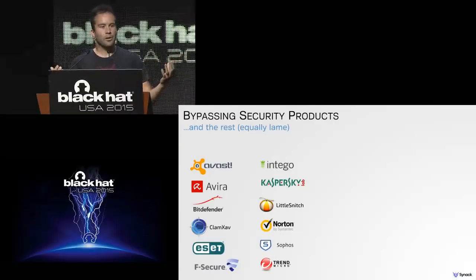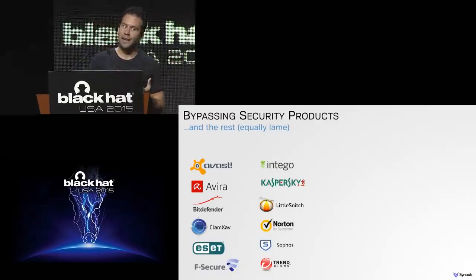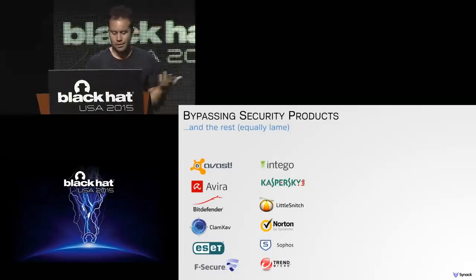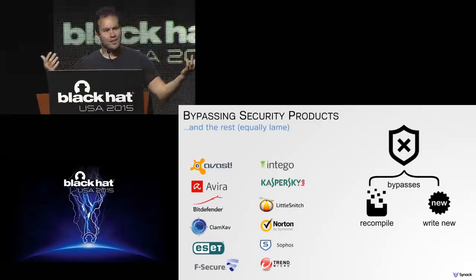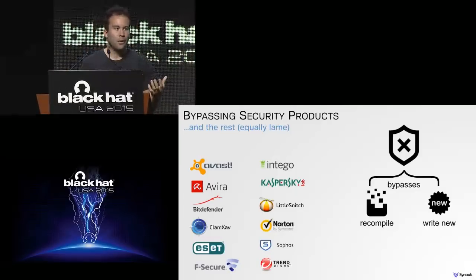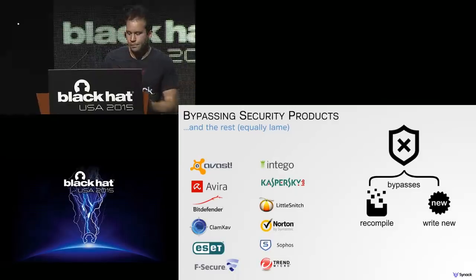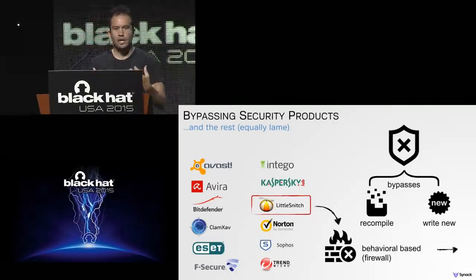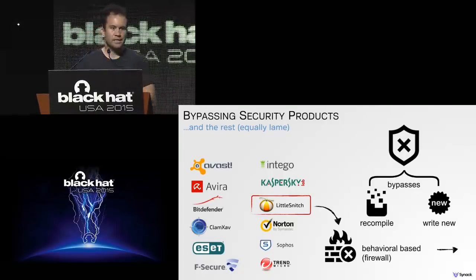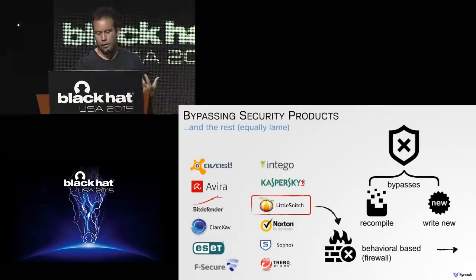So what about third-party ones? Well, these are the guys that charge you money and have one job, to protect you. So let's see how they do. Well, it turns out that most of them are based on static signatures. So again, you recompile your malware or just write new malware, they're not going to detect you at all. Some, though, are more behavioral based. So they're more agnostic towards malware. For example, Little Snitch blocks untrusted connections. So we have to look at these a little closer and see how they work.